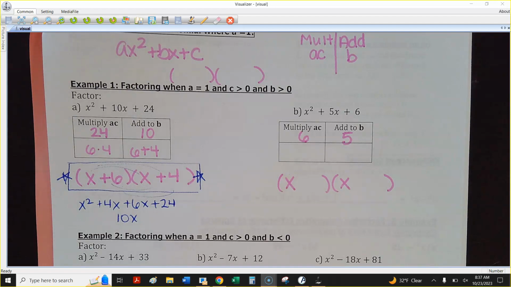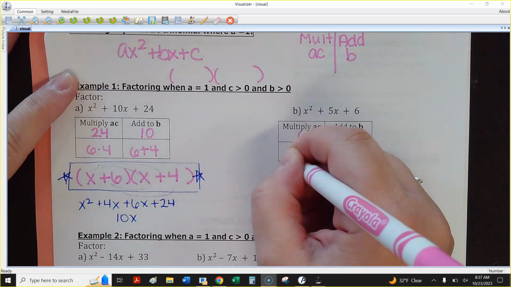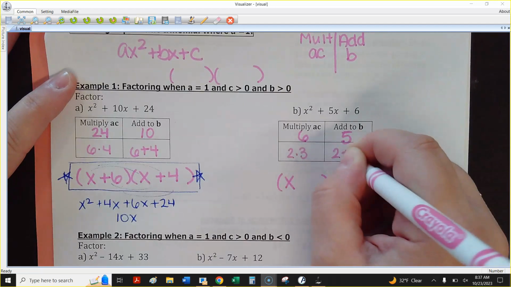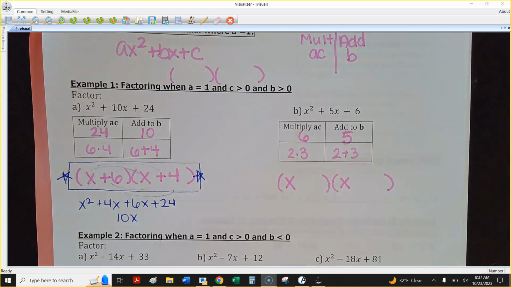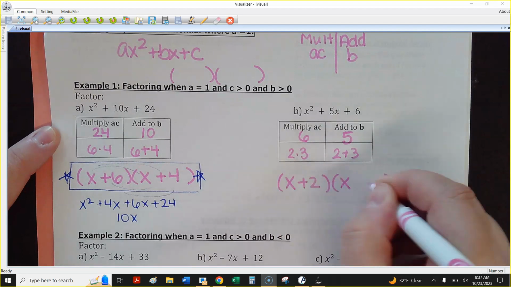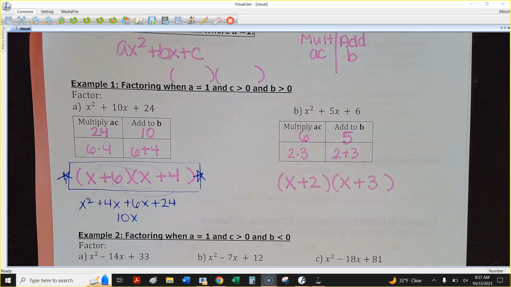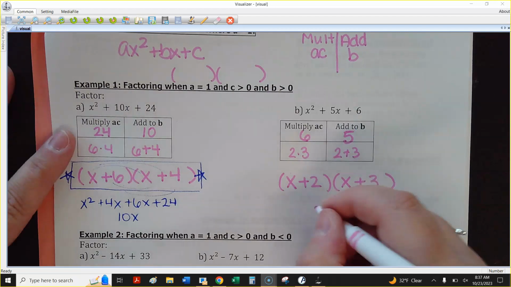2 and 3. Okay, and again, you don't have to write this out. I'm just kind of showing you this real quick. One's going to be x plus 2. One is going to be x plus 3. And you don't have to write this if you don't want to. It doesn't matter the order.